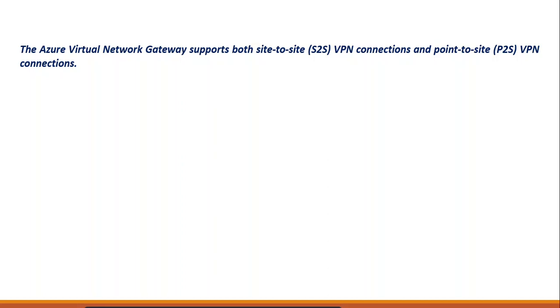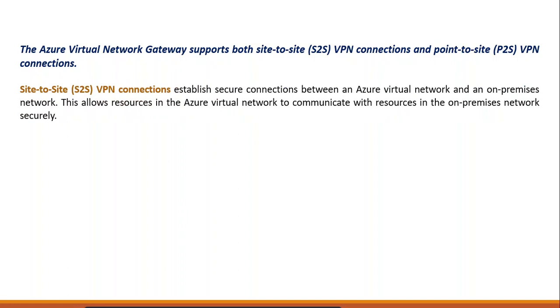So when it comes to Azure Virtual Network Gateway, it basically supports both site-to-site VPN connection and point-to-site VPN connection. What is site-to-site VPN connection to start with? So site-to-site will help you to establish a secure connection between Azure Virtual Network and on-premise network. Okay, so between Azure network and on-premise network. So this allows resources in the Azure Virtual Network to communicate with resources in your on-prem network securely.